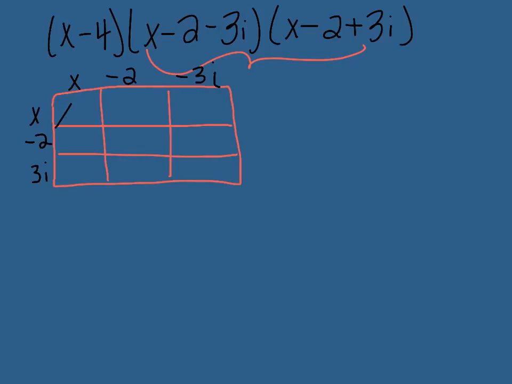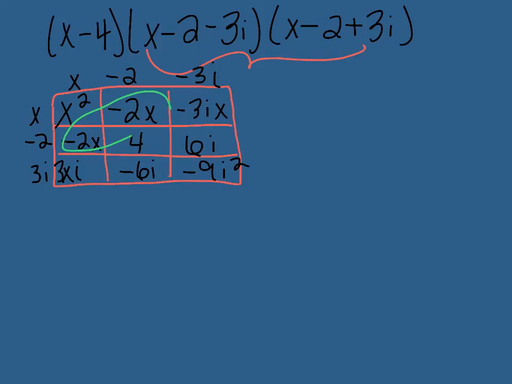So multiply across, so that's going to be x squared. It's going to be negative 2x. It's going to be negative 3ix, negative 2x, positive 4, positive 6i. This is going to be positive 3ix, negative 6i, and then it's going to be negative 9i squared. So I would then go through and combine my like terms. I first have x squared. It's going to be negative 4x. If you notice here and here, those cancel. So I'm left with 4.